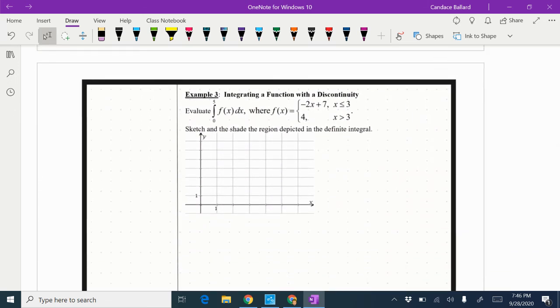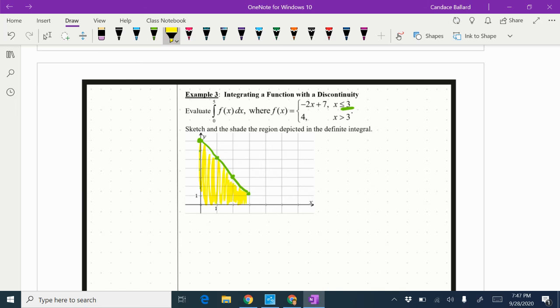All right, let's take a look at example 3. So we're going to integrate a function with a discontinuity. We're supposed to evaluate from 0 to 5 f of x. So I'm going to graph the function basically and shade it, and then we're going to try to find the definite integral from the areas. So I'm starting with a y-intercept of 7. So 1, 2, 3, 4, 5, 6, 7. And I'm going to count down 2 over 1 until I hit the 3. So you notice I hit 3 right there.